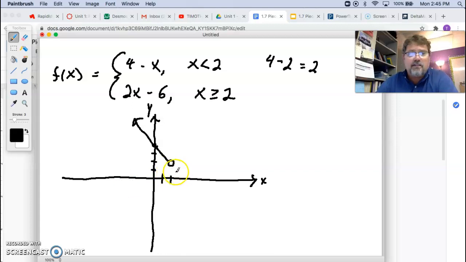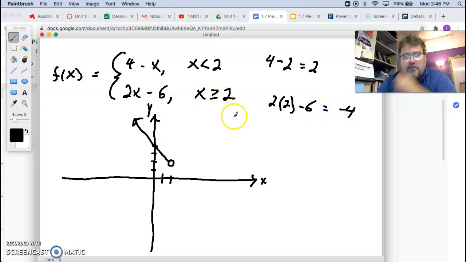All right, the next one is 2x minus 6. As you can see, it's really important to know what's happening at 2, so we're going to find out. What is going on at 2? 2 times 2 minus 6 is actually -4 this time. But I can include that point. So at 2, I've got a -4, and it would be a solid circle right here.